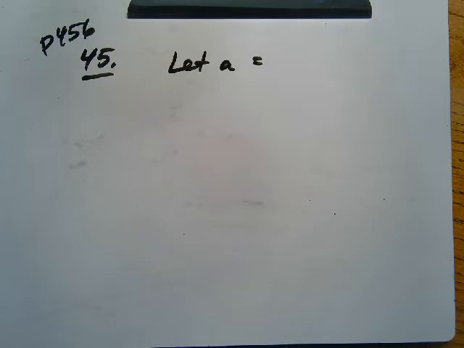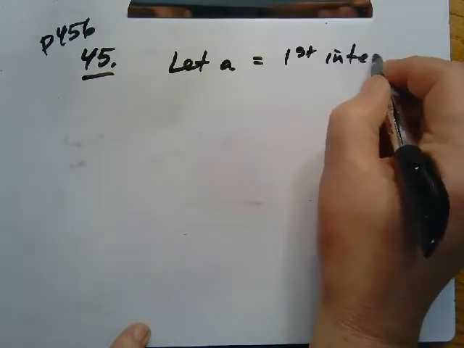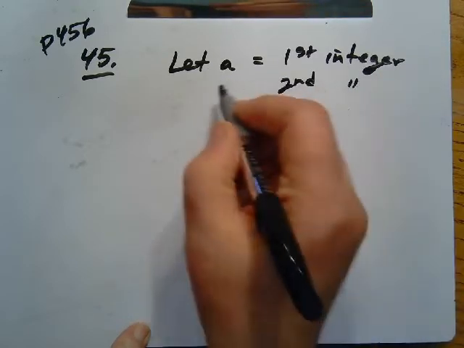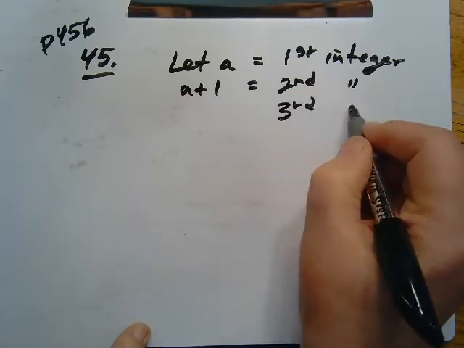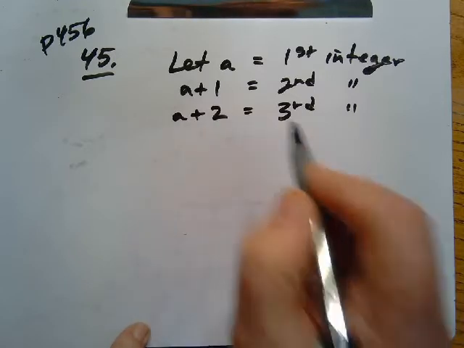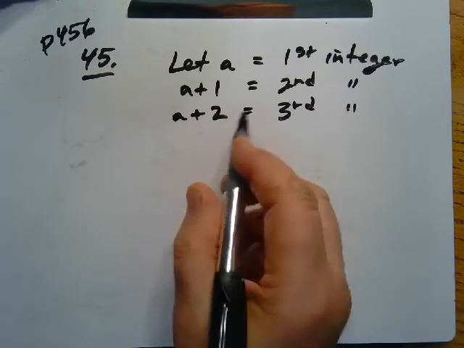Okay, once again, we're going to let a be equal to the first integer. If there are 3 consecutive integers, the second one would have to be one more than that, a plus 1. And the third one would have to be one more than that, or a plus 2. So there are my 3 integers. Now if you're looking in your book, question number 45 says, write a polynomial representing the product of these 3. Product? Well, that means I'm going to multiply them together.